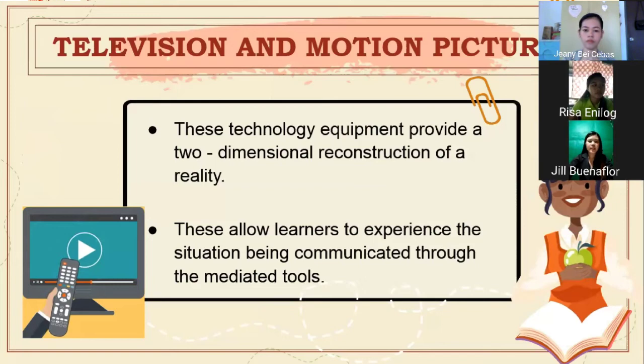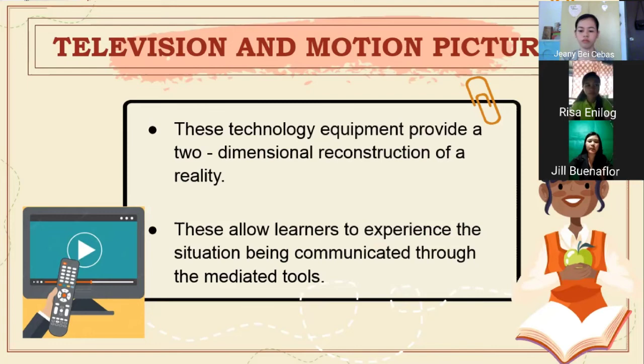So the next level would be the level of television and motion pictures. This technology equipment provides a two-dimensional reconstruction of reality. So this means at this level, we can reconstruct reality. Videos are effective for presenting movement and continuity of ideas. For example, motion animations, videos, and TV programs that imply values and messages through media.